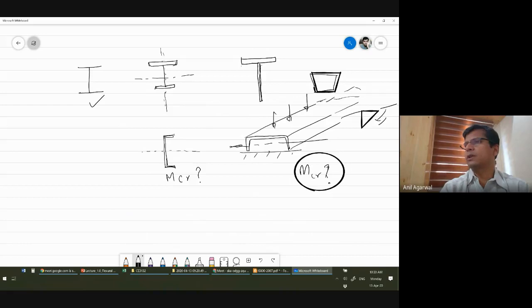We don't know how to calculate M critical, but we also don't need it for calculating the bending moment capacity of this cross section. Only the yielding limit state will govern. However, for this kind of cross section, lateral torsional buckling is very much a possibility, and we don't have an equation in IS 800. Some international codes have equations. You can use those equations, but the Indian code does not have an equation for such cross sections.